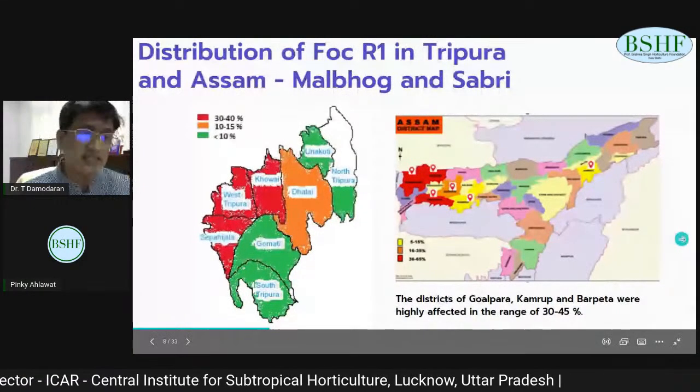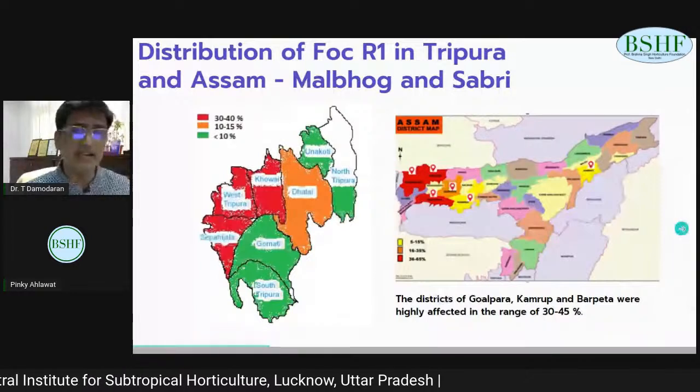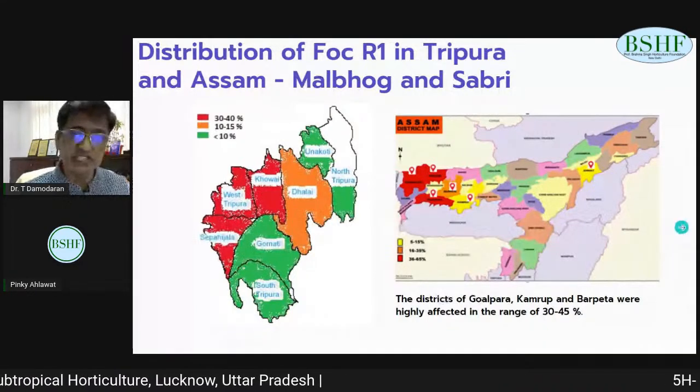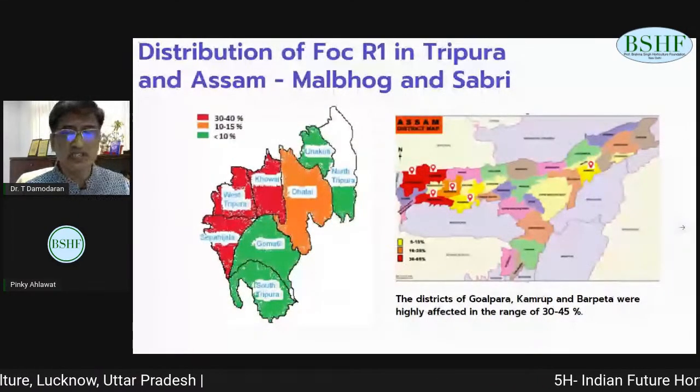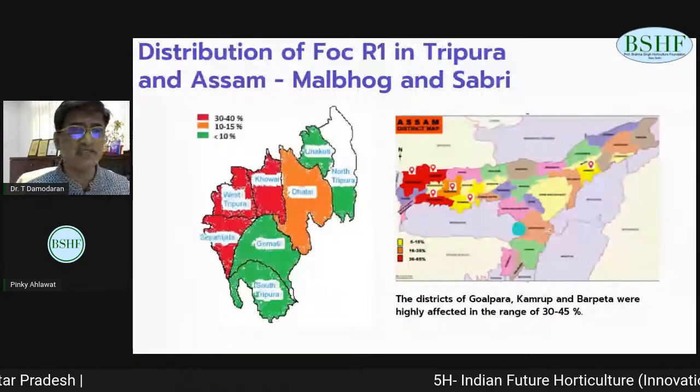And similarly, not only with this, we have even surveyed Nagaland and Imphal, everywhere race 1 is a problem. But in these two states, there is a real severe problem of this Panama wilt.